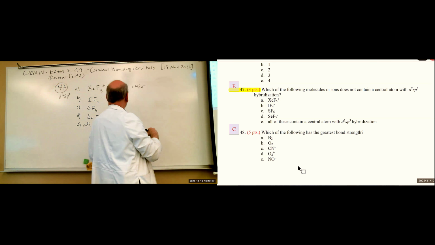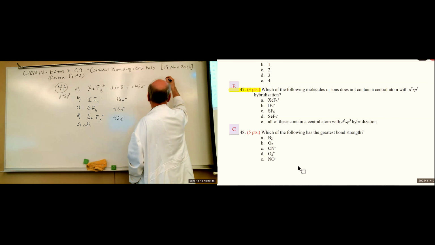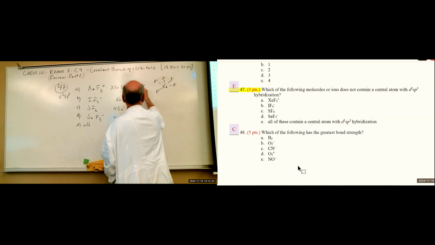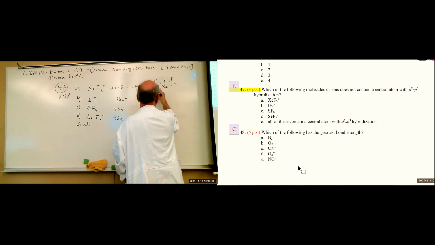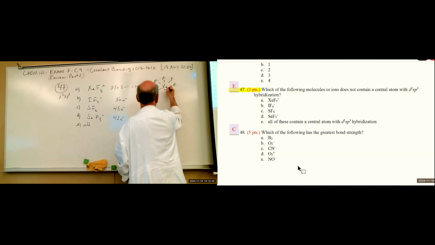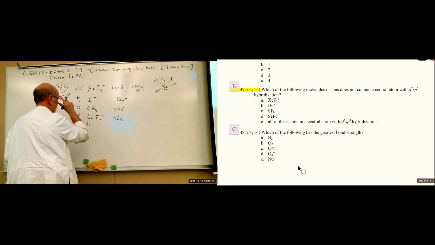Okay, now we can draw our structures. So if we have xenon and, let's see, 5 fluorines. 2, 4, 6, 8, 10. So that's 32 left over. 2, 4, 6. 6 times 5 is 30, right? And now we have 2 electrons. That's 6 groups. This is d2sp3.